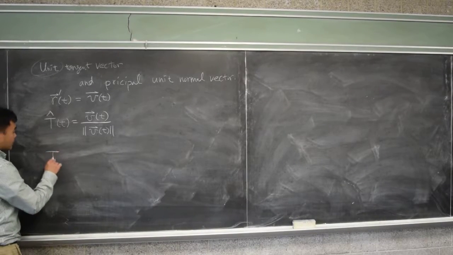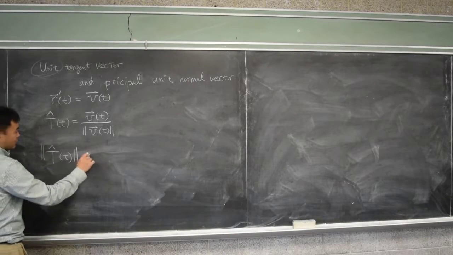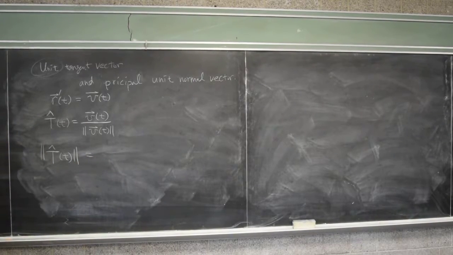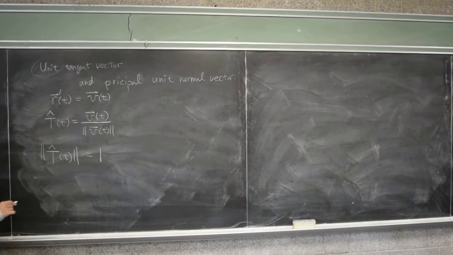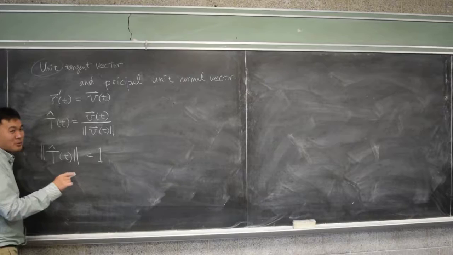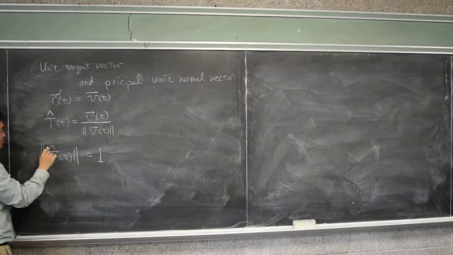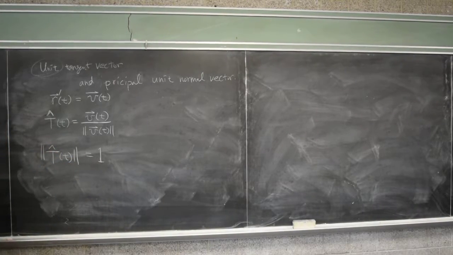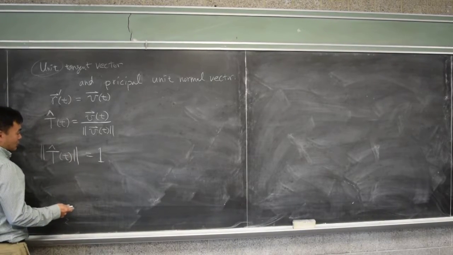Now, short quiz. What's the norm of this equal to? One. That's a simple question, right? We've been talking about this all along. Unit means length is 1. So it's just circular reasoning here. But there is something I wanted to show.